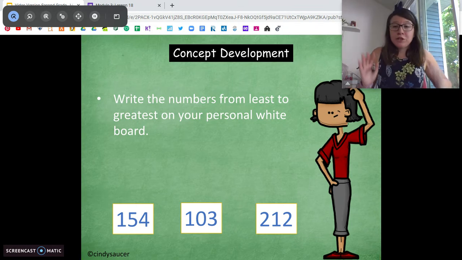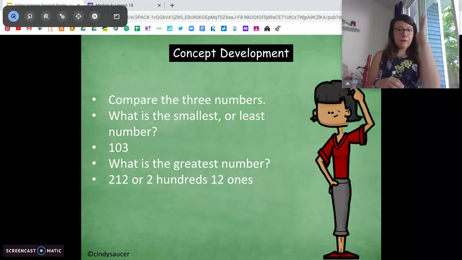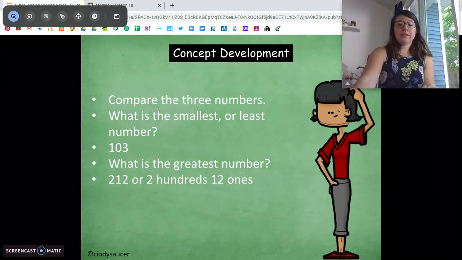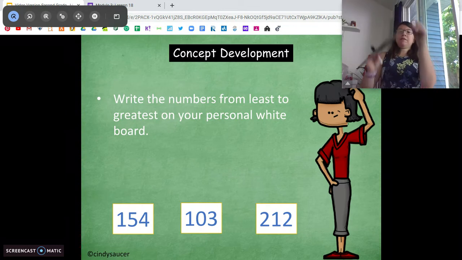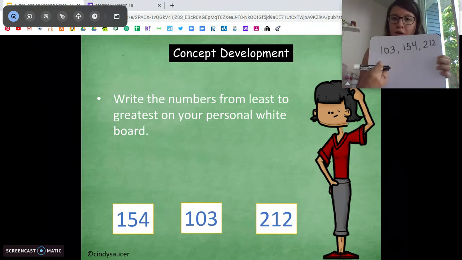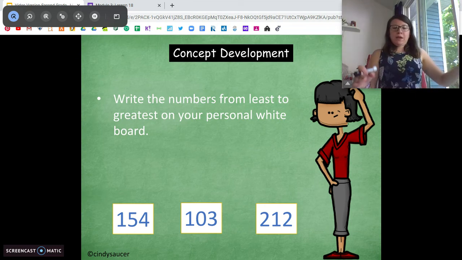Got it? So we just went over. We know that 103 is the smallest or the least. So I'm going to put that on one end. And we know 212 is the greatest. So I'm going to put that on the other end. So then 154 is in the middle. Smallest to greatest. Least to greatest. So your numbers should look like this. Awesome. All right. Let's do another one.